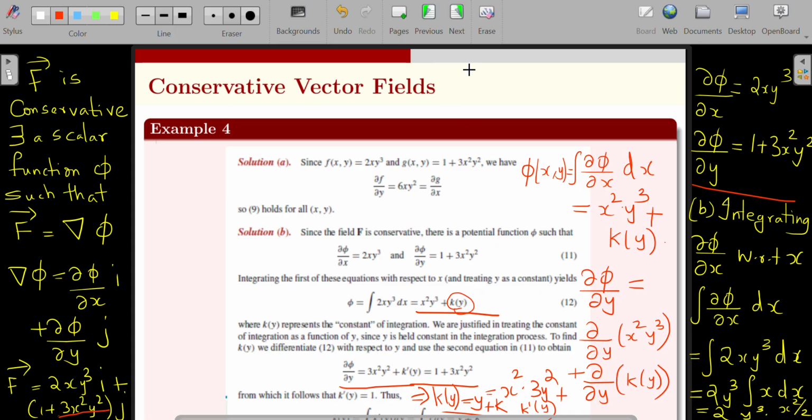So in effect, what you obtained is that phi of x comma y was x square y cube plus k of y, but we obtained that k of y is y plus some constant. So this is phi of xy obtained by integrating dou phi by dou x with respect to x. Okay, I hope that this is clear to you.